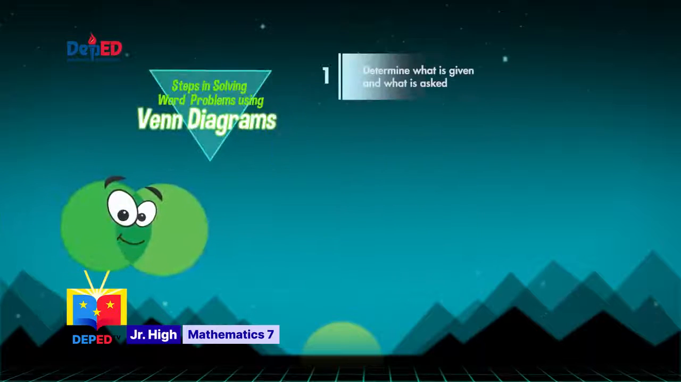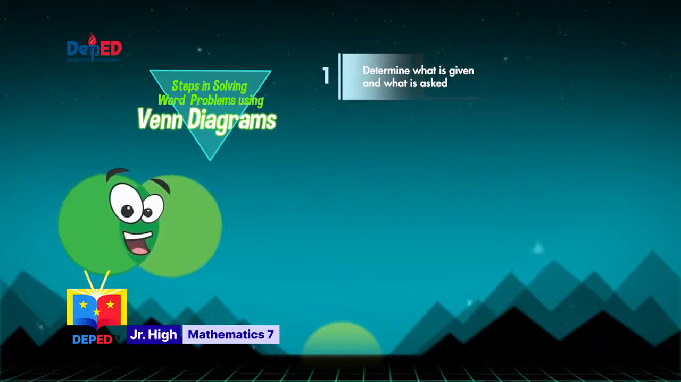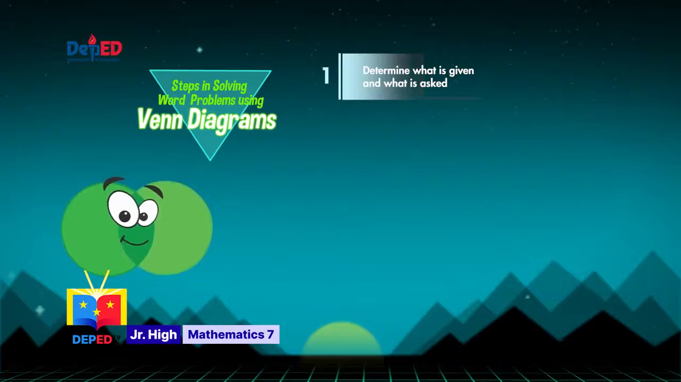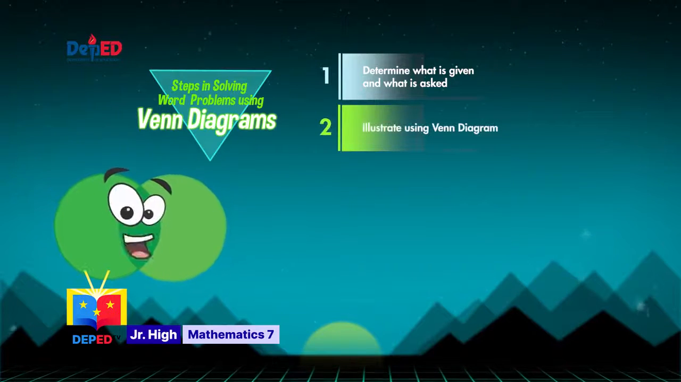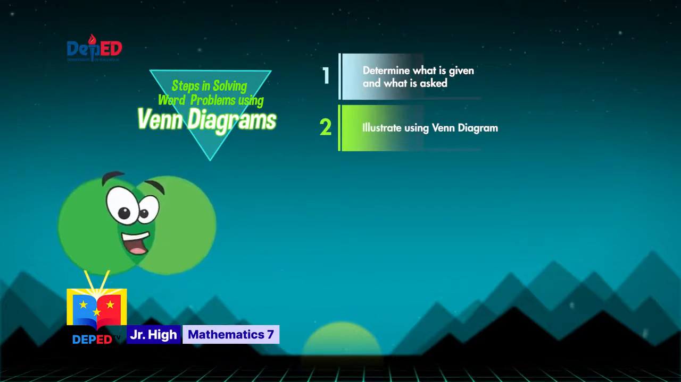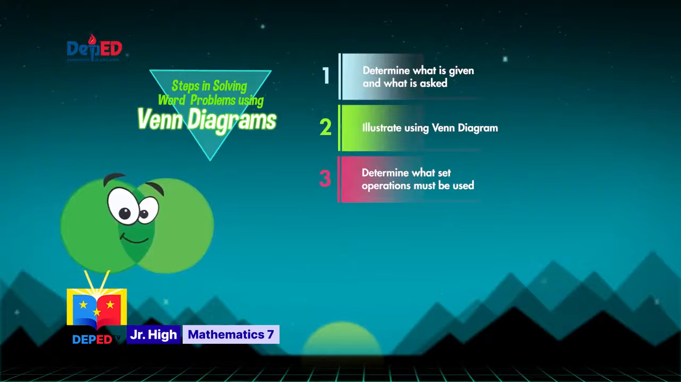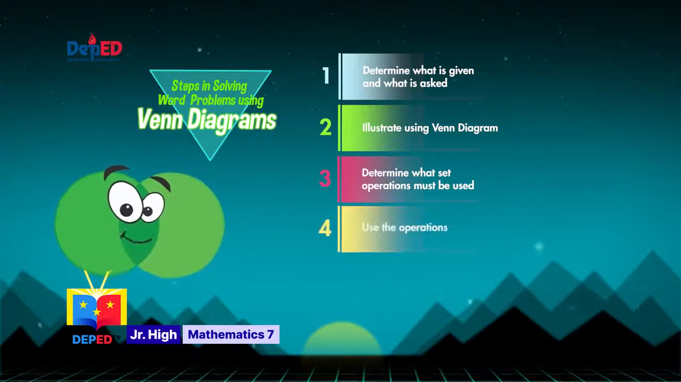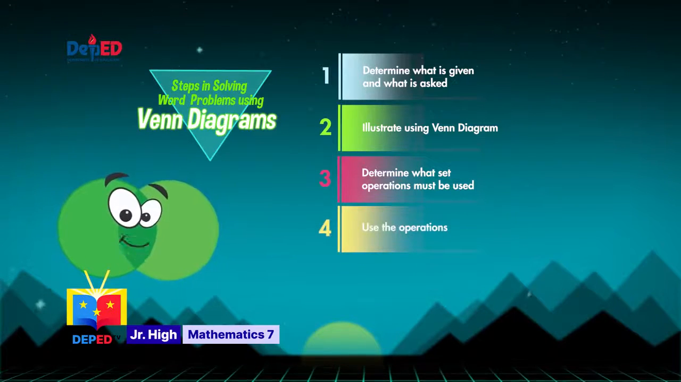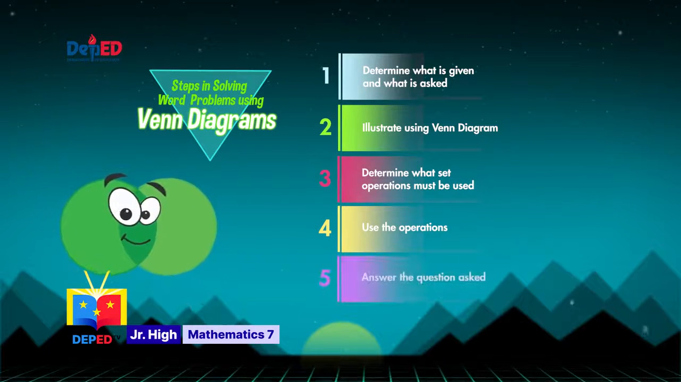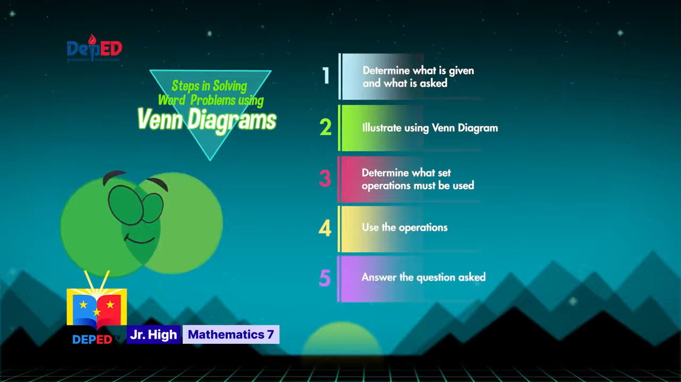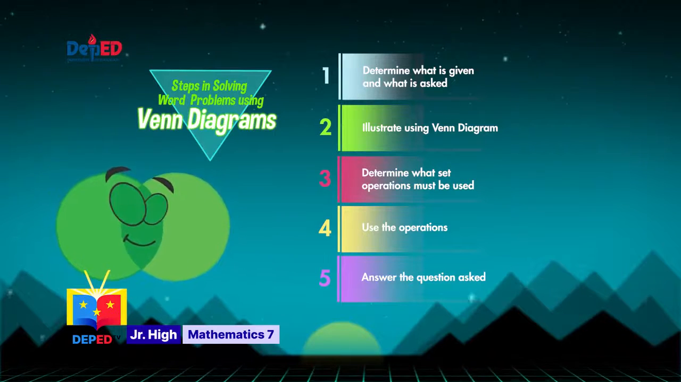Step 1. Determine what is given and what is asked. Step 2. Illustrate using the Venn diagram. Step 3. Determine what set operations are to be used. Step 4. Using the operations identified in the previous step, solve. And last step, answer the questions asked. Thank you for that, Ben.